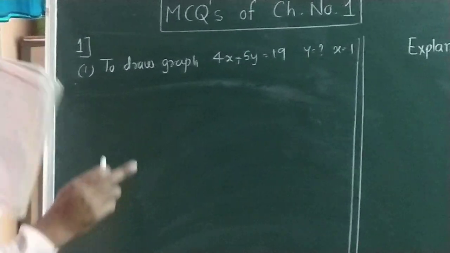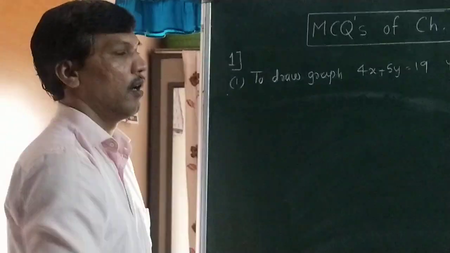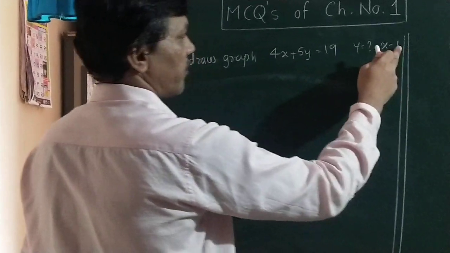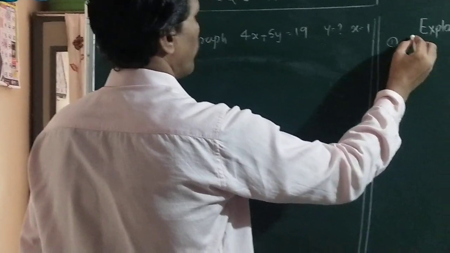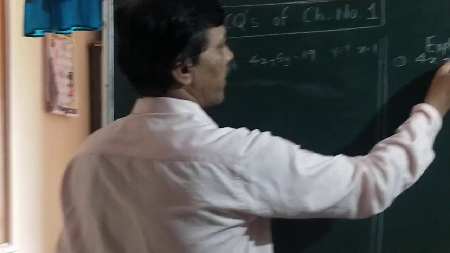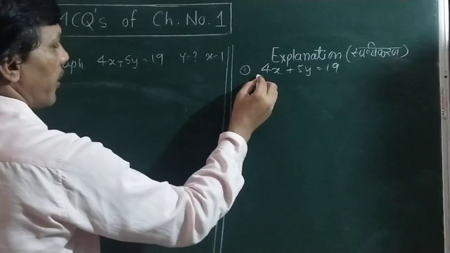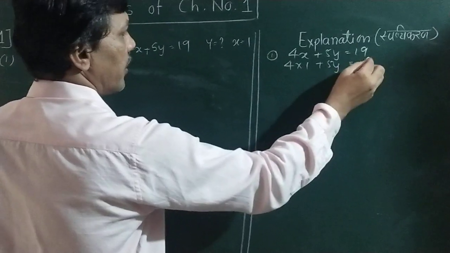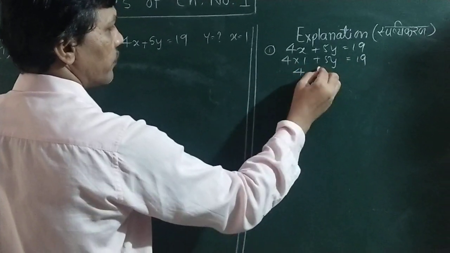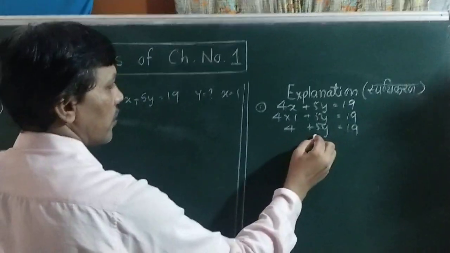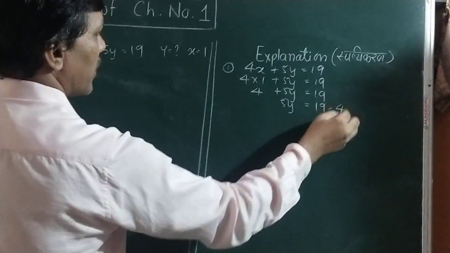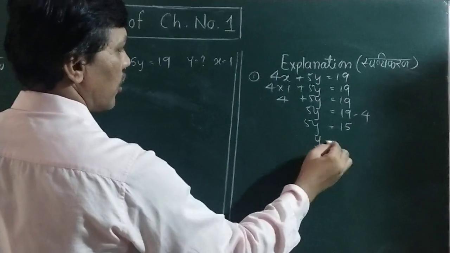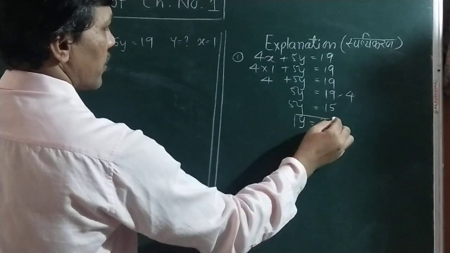Now this is very simple. We tried it earlier while solving the sums of graph. So the explanation is very simple. y is equal to question mark, x is equal to what? 1. So 4x plus 5y is equal to 19, this is the given equation. So I am putting x is equal to 1 because the given x is equal to 1. So 4 ones are 4. So 5y is 19 minus 4. So 15. Therefore y is equal to what? 15 upon 5, 3. So this is the explanation.